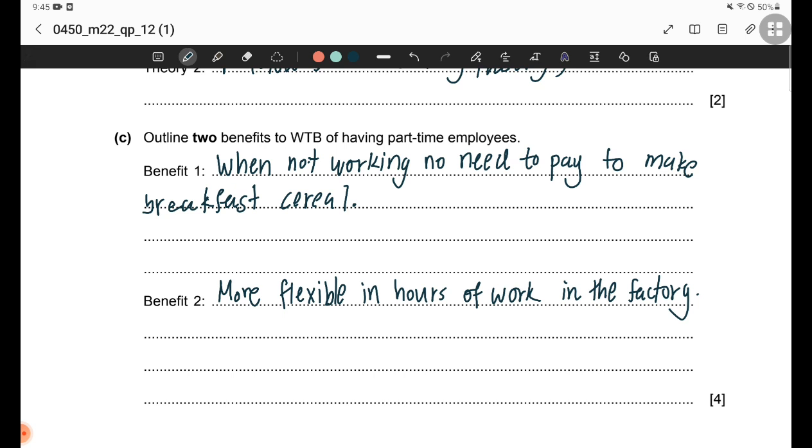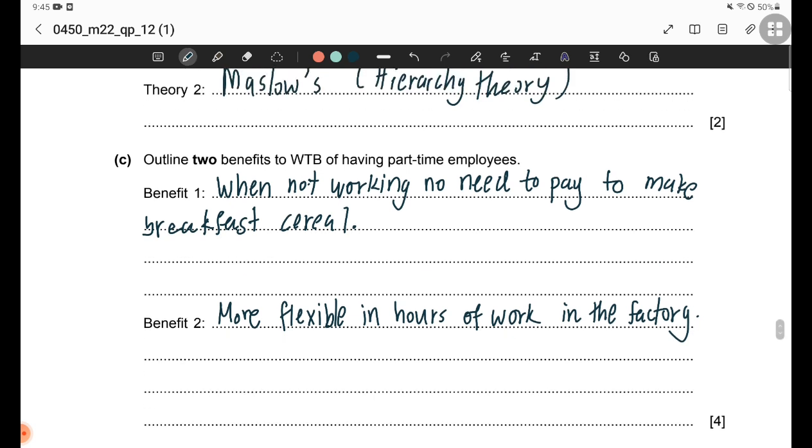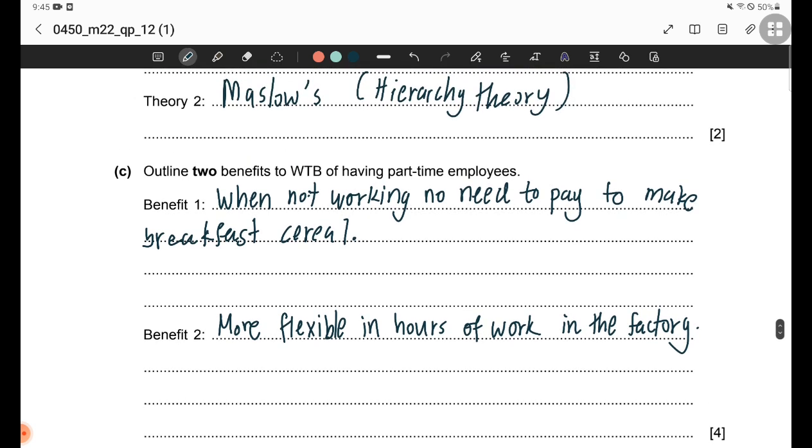But then again, part-time workers are only paid for things that they do. Basically, their contract isn't as serious as someone who works full-time. Full-time workers, even if they're absent, depending on the conditions in the contract, do still get paid even if they didn't work on a particular day, because they have a fixed contract, a fixed salary, and a fixed schedule, I would say. So another benefit is it is more flexible in hours of work in the factory.